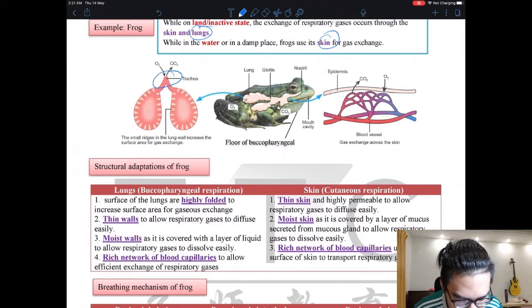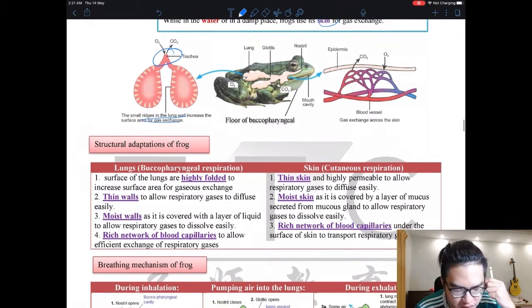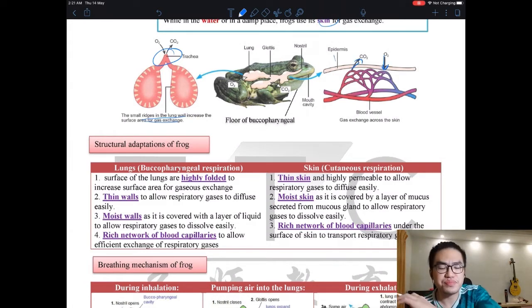They go straight into the small regions in the lung wall. It's not even a few rooms. And then you have the skin. The skin diffuses straight in and out with the blood vessels. That's why frogs are supposed to have very thin skin, to decrease the distance so that diffusion can happen very easily.